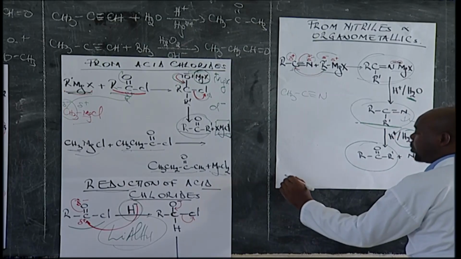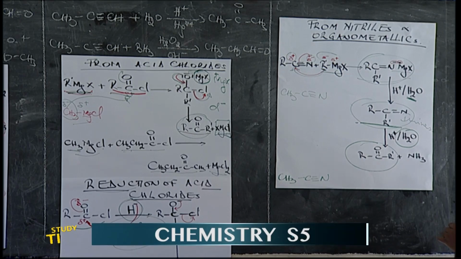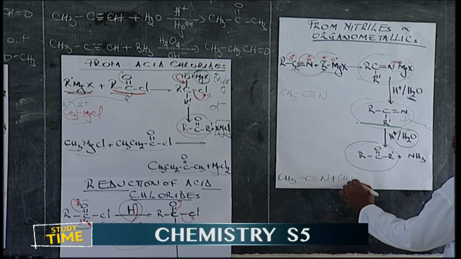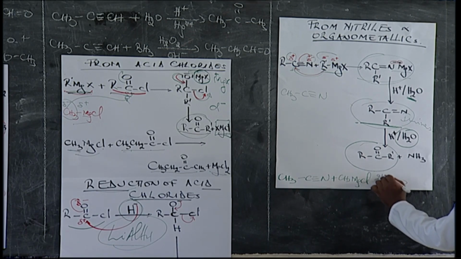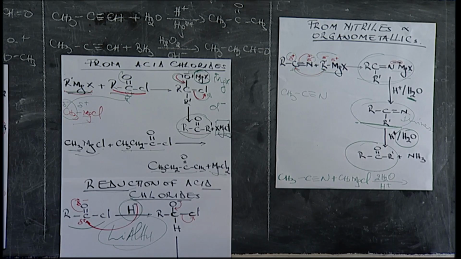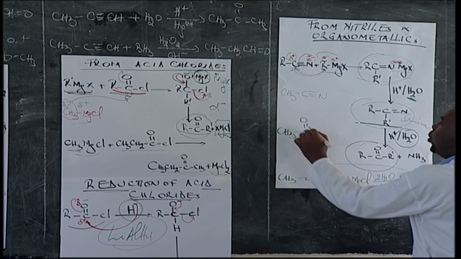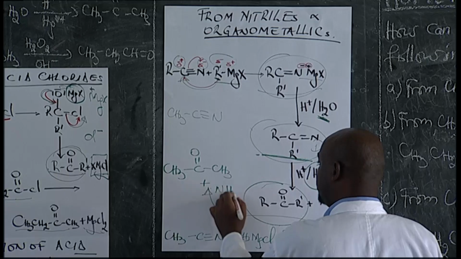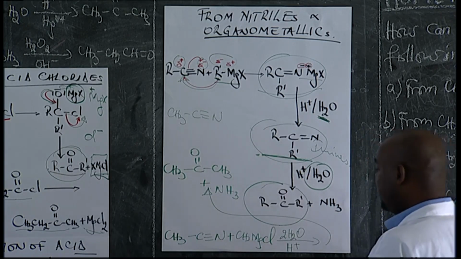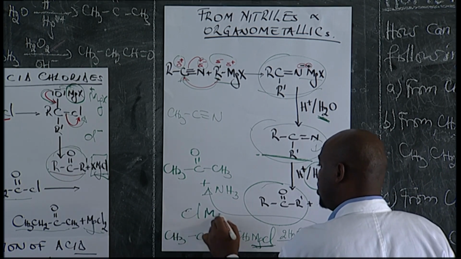So we can take the example of CH3CN. If it reacts with CH3MgCl, for example, and we work in acidic medium, we use 2 moles of water, what will be produced? We will produce a ketone, and the ketone will be this one, CH3COCH3. It's very simple, plus NH3, and some other byproducts like ClMgOH.